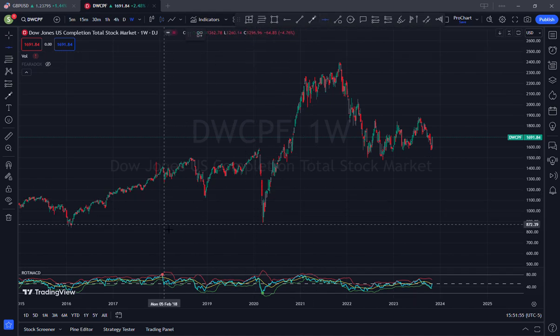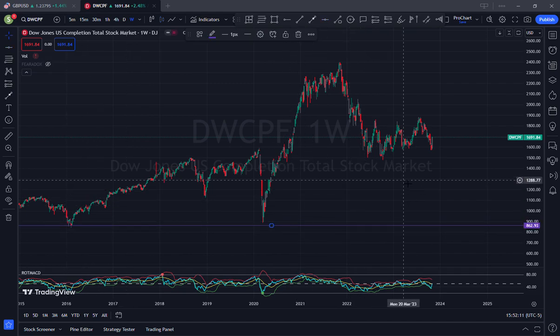We're in a weekly for the Dow Jones Industrial. If you're looking for the ticker, it's DWCPF, and we're in the weekly. This will track the Dow Jones Industrial essentially with your TSP account. So here we go. We're going to do something right here. This is called support and resistance. I'm just doing general support and resistance because I want you guys to be able to see this.